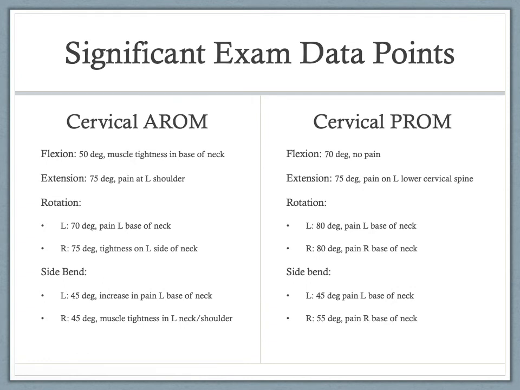Looking side by side here and comparing passively, you can see that she did have more flexion motion passively without pain. So that to me tells me that there could be a muscular influence based off of that. She also had an increase in rotation range of motion, went from 70 and 75 to 80 degrees respectively, but still had pain in those areas in the left side of the neck. And then the same thing for side bending, gained a little bit of range of motion going towards the right.